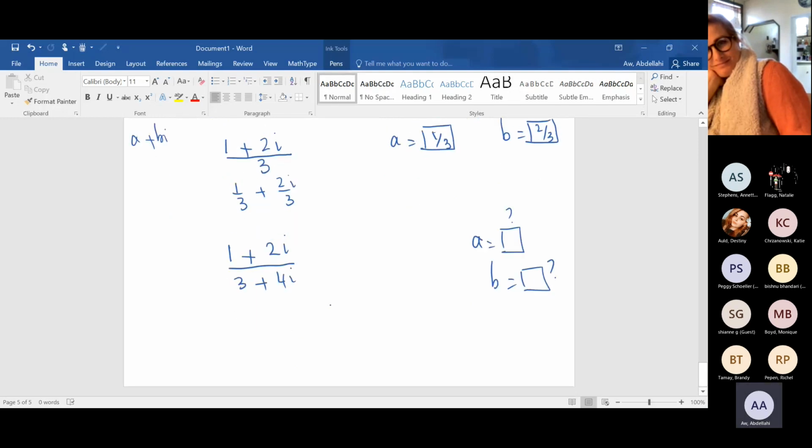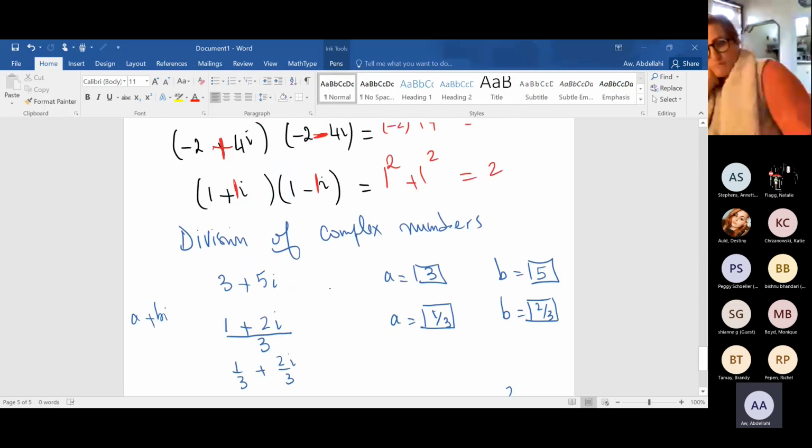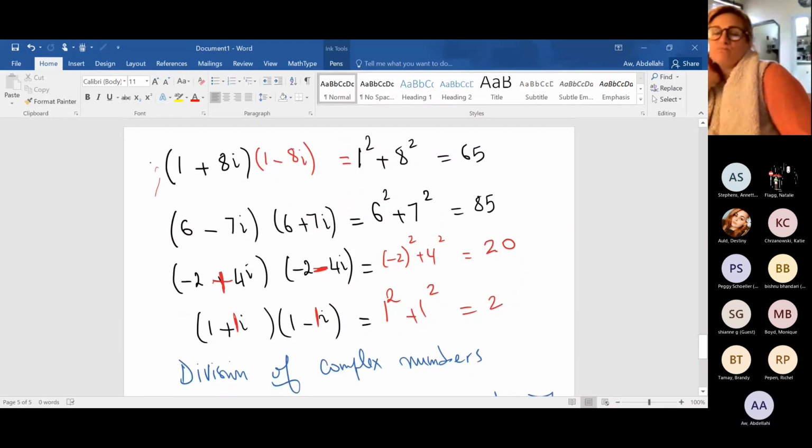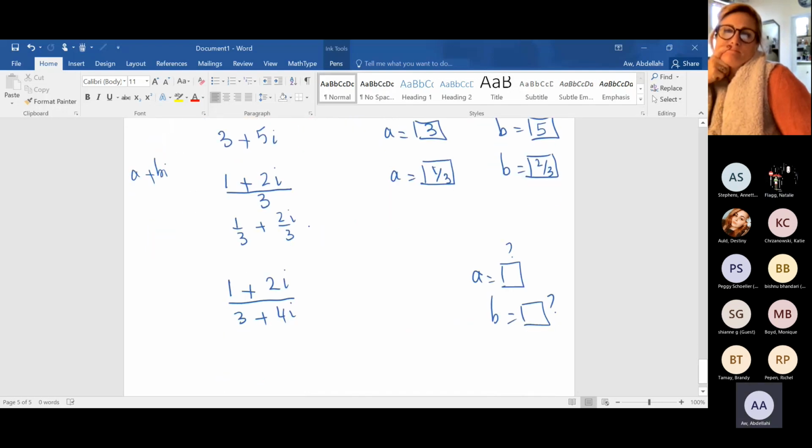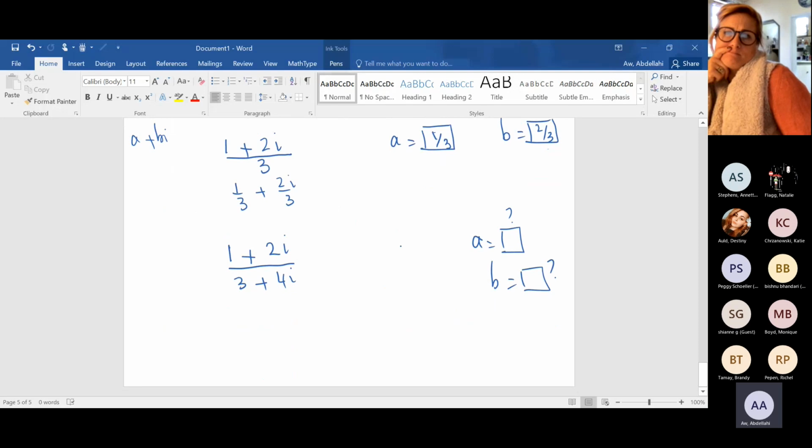What you have to do is something to remove the i from the denominator. Before we say who is A and who is B, we have to remove the i from the denominator. And the idea is not very far from here. You see those examples right here? You square it. What number do you need to put next to the 3 plus 4i so the i will be gone? 3 minus 4i. Exactly. Everybody understand that?